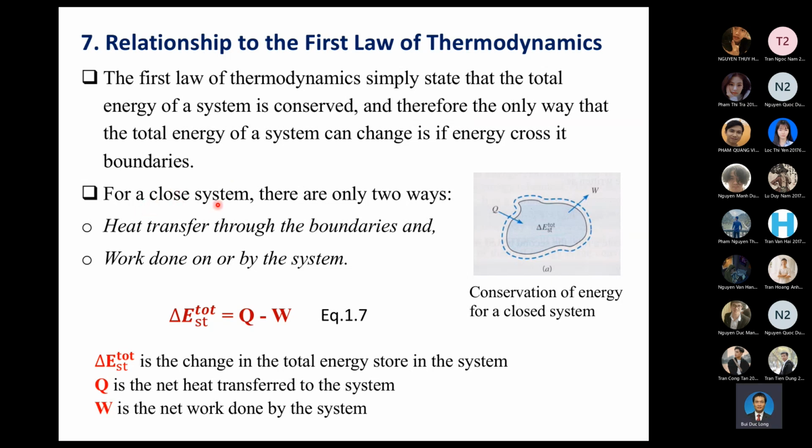For a closed system, there are only two ways for the energy to change. The first one is heat transfer through the boundary, because you set the mass. In a closed system, there is no mass flow, so the only way energy changes is by transfer from inside the system to outside through the boundary.